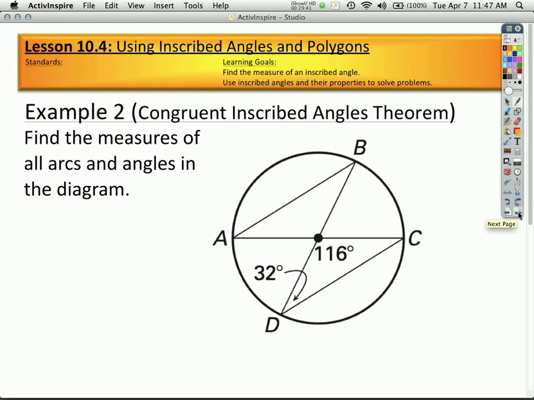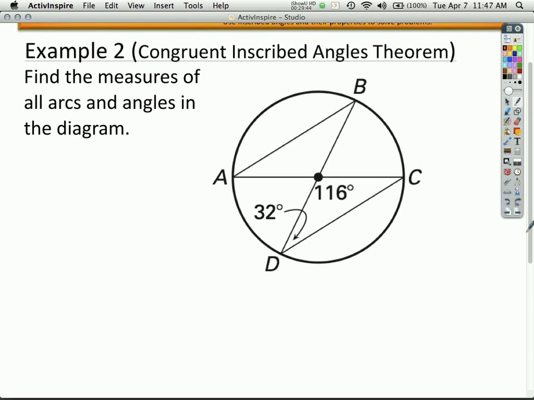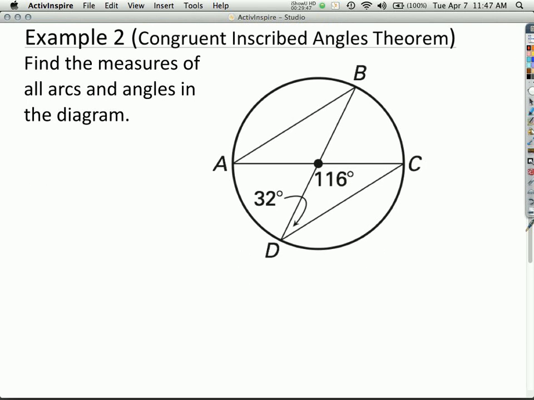So, example 2, a sketch of the picture. And please make the picture a decent size because you're going to be filling in a whole bunch of different details. Our task in example 2 is to find the measures of all the arcs and all the angles. And I would like you to, at some point, use the congruent inscribed angles theorem, although you don't have to. There are actually a bunch of different ways to get all the details of this diagram.